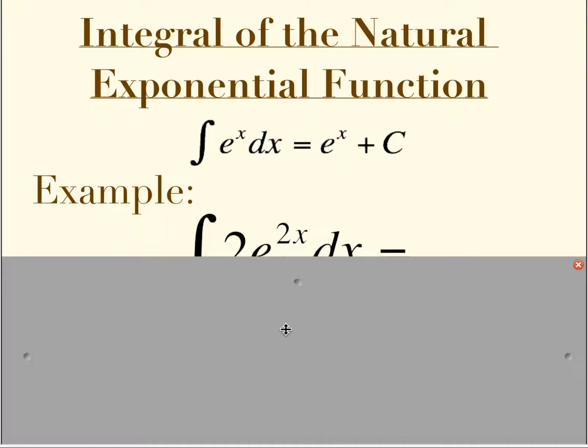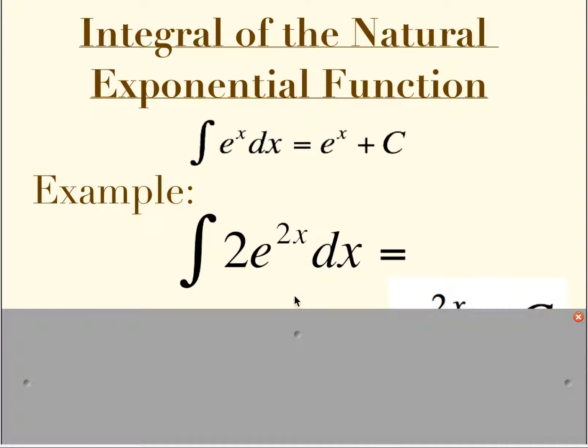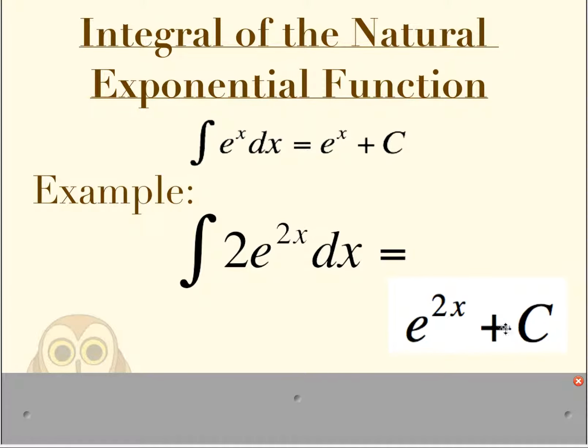So in this instance, we have 2e to the 2x. And so there's another function inside the exponent. Its derivative is 2, so I would have to divide by whatever that derivative is. So 2 divided by 2 would just be 1. That leaves me with e to the 2x plus c.